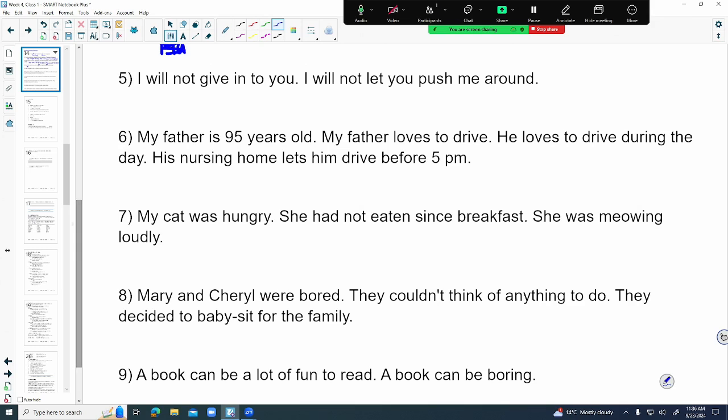Okay, number 5, I will not give in to you. I will not let you push me around. So I will not give in to you or let you push me around. Okay, so again, making it flow.